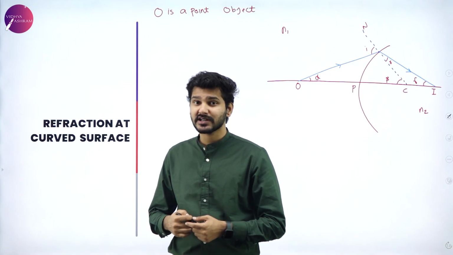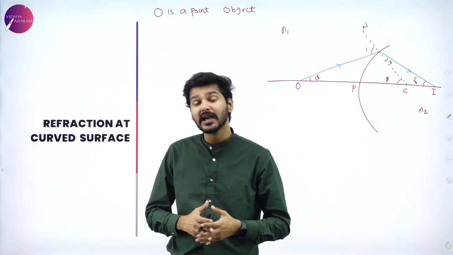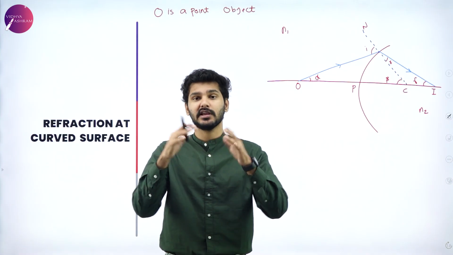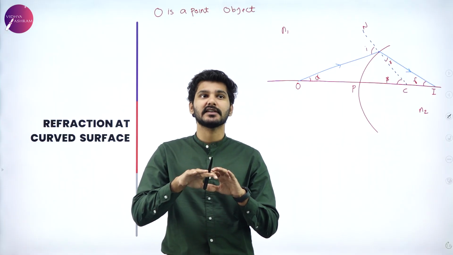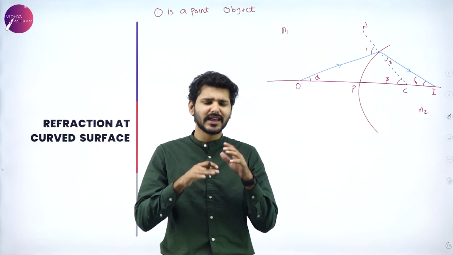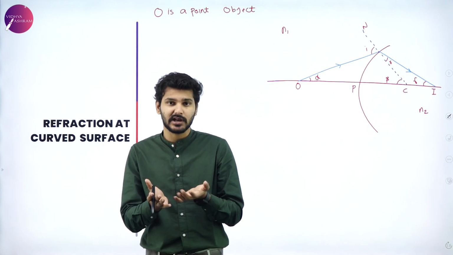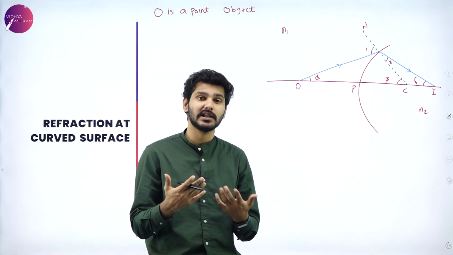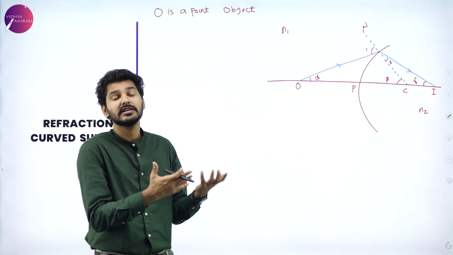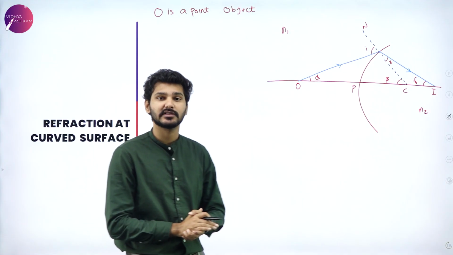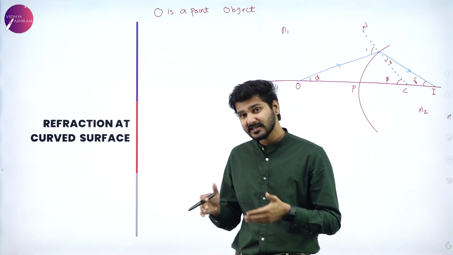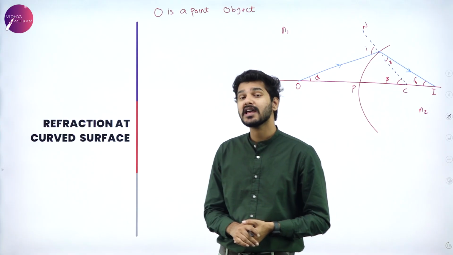So now we are going to look at a certain phenomenon, that is what happens when light falls on a curved surface or simply a spherical surface. If you have anything like a spherical bowl or a spherical shell, or even something slightly curved like a windshield or your camera lenses, what happens when light falls on these curved surfaces? What is the relation between certain quantities like the image, the object, and all that? That is what we are going to discuss in this session, that is refraction at curved surface.